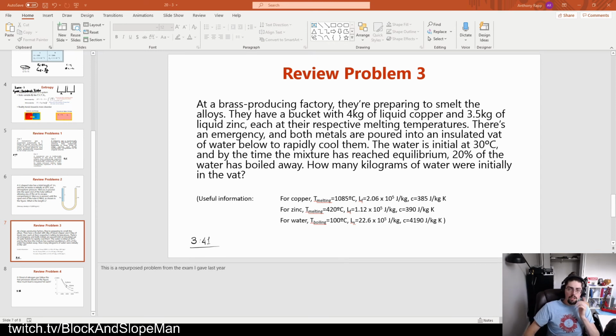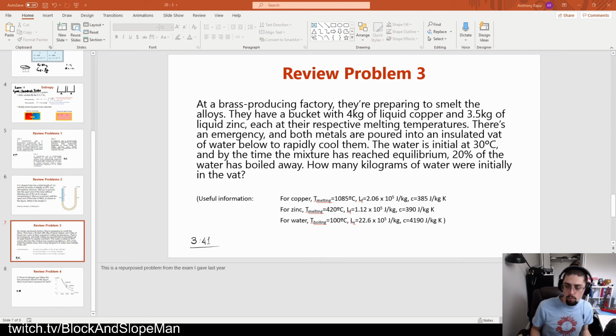So again, the setup is really the most important part. If you can get the setup, that's really the main thing that I'm looking for in this one. But we have all of these different values to deal with. We've got the temperature that each of these things is going to be melting or boiling in the case of water. We've got the heats of fusion, and we've also got the specific heats in the phases that they're in currently.